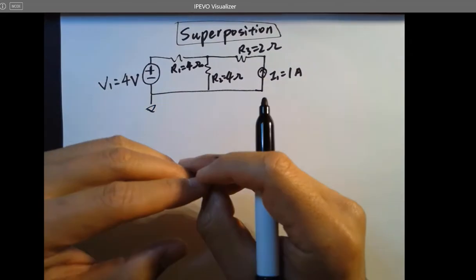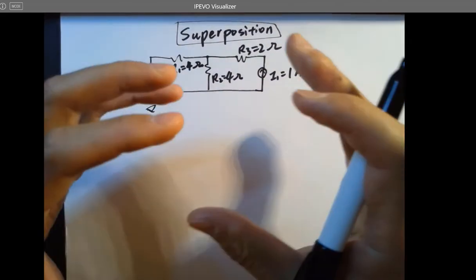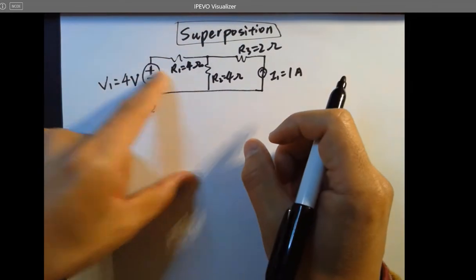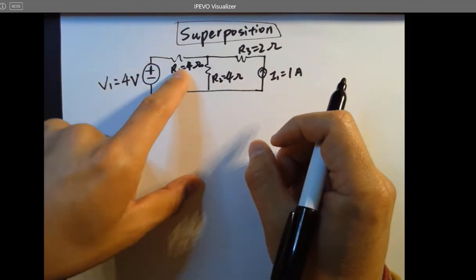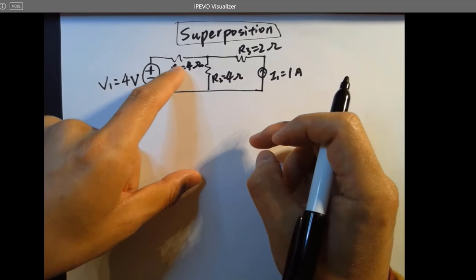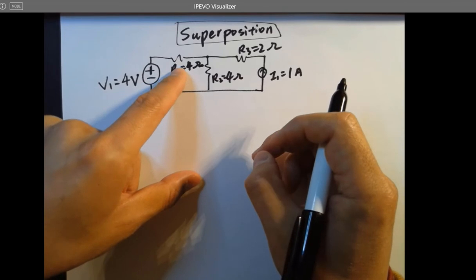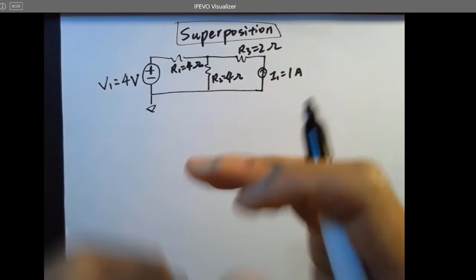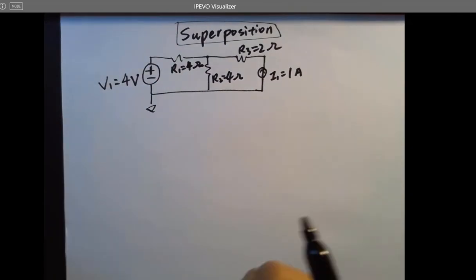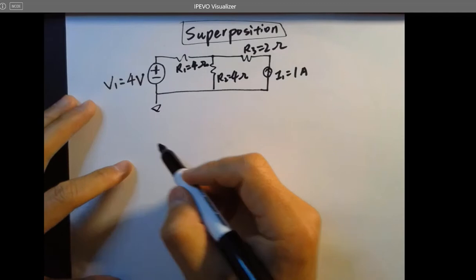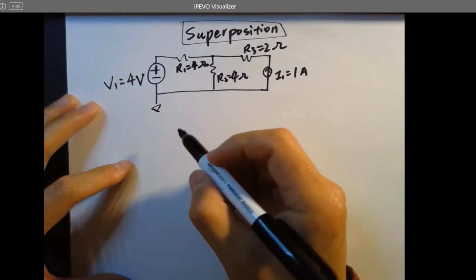And eventually, you just superimpose all the values you calculated from every single source together for that component. So you can get the total effective current or voltage applying to every single component. All right, it seems pretty complicated, but actually it's super simple. Let's follow the procedure and try to solve one example first.